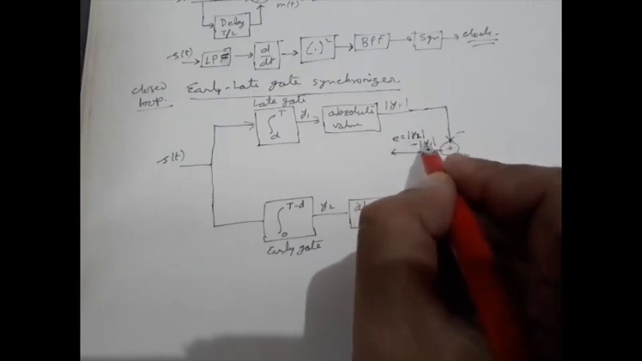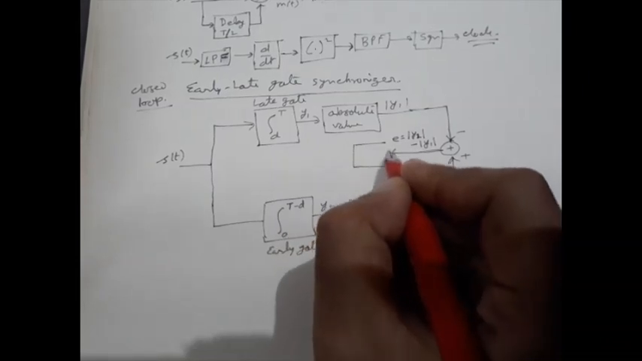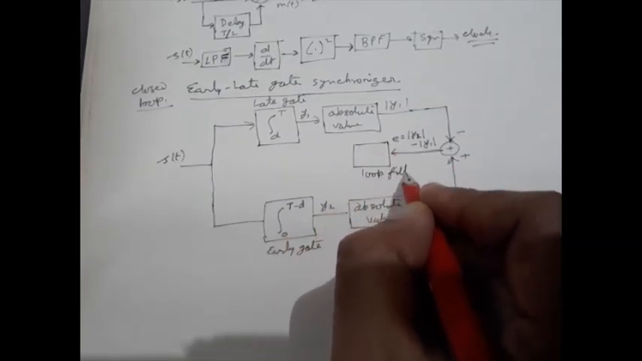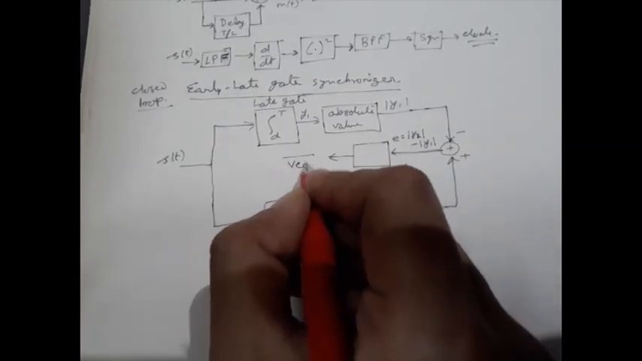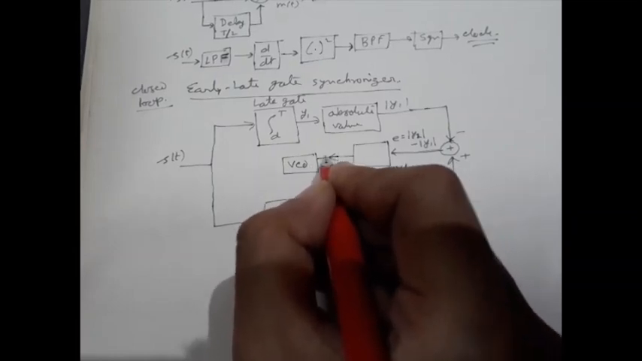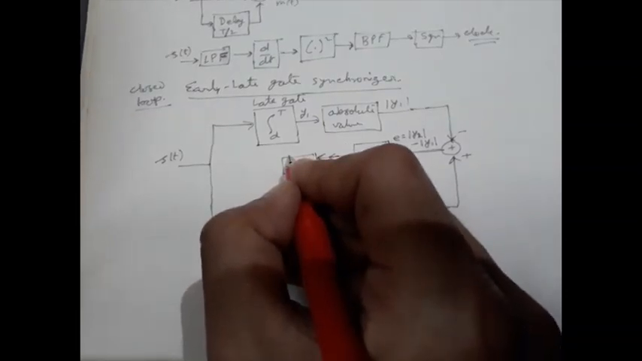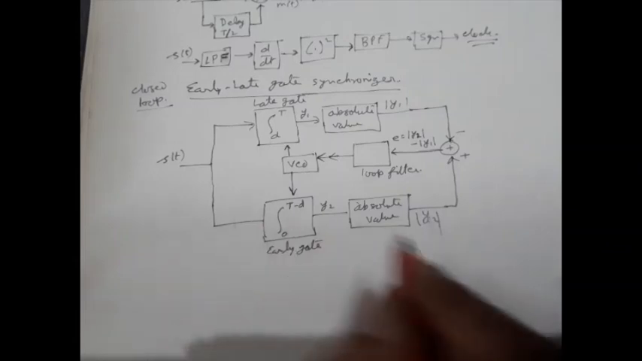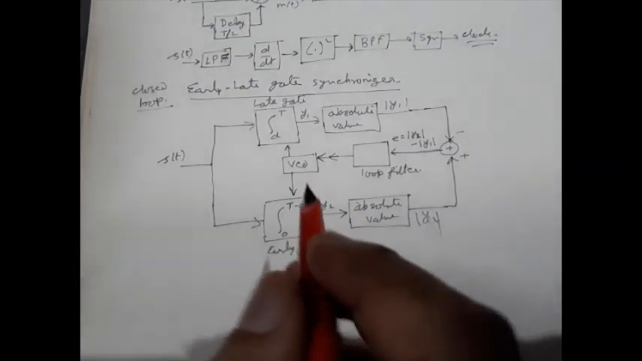Error signal is y2 minus y1. Then we have, just like a PLL, a loop filter, and the output is given to the VCO. Loop filter output is given to the VCO, and the VCO actually runs this to an integrator. So this is the block diagram of the early late gate synchronizer.